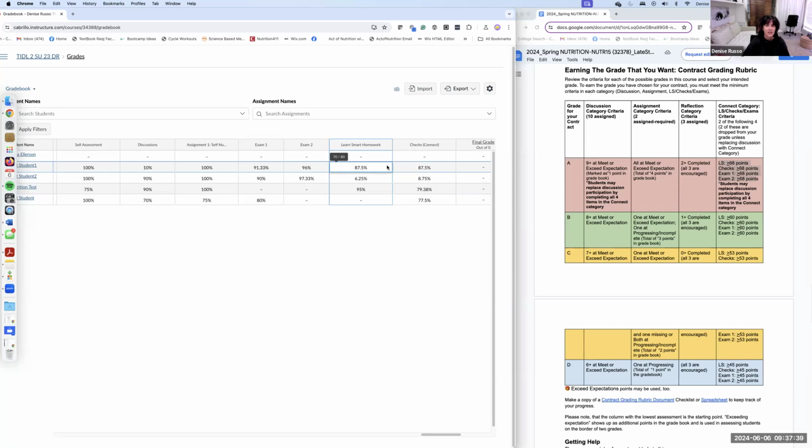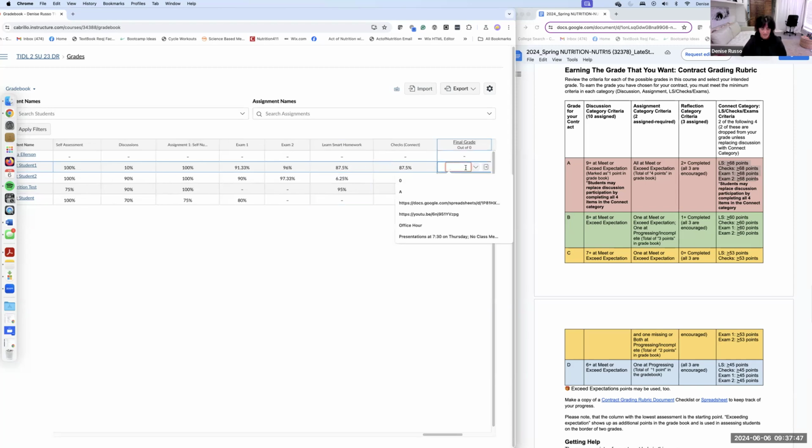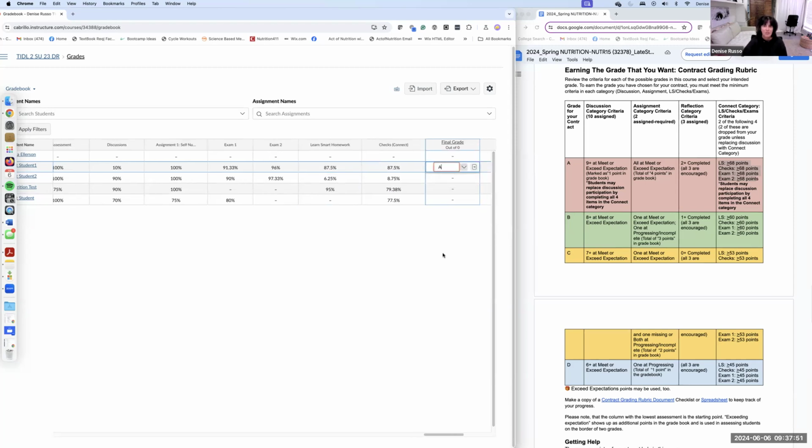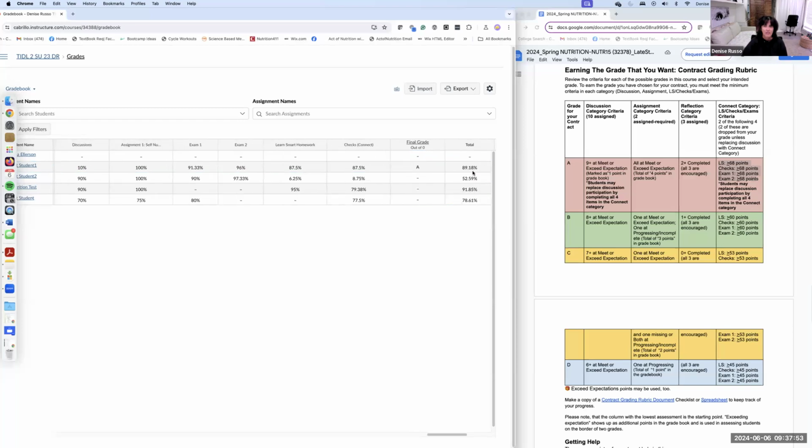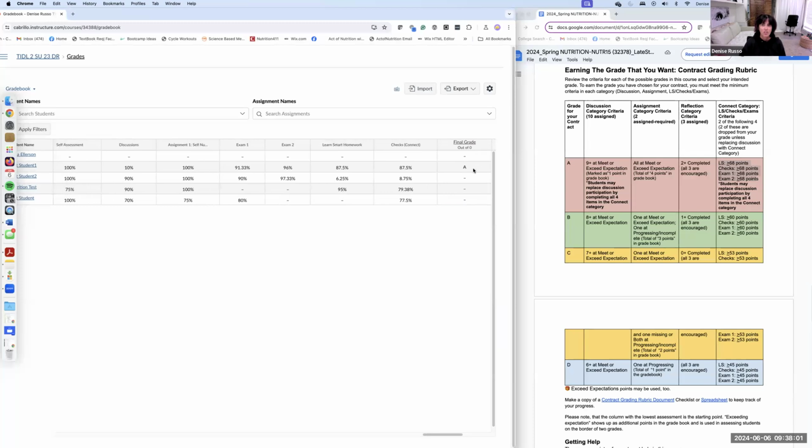They met the criteria for A for everything, even though they skipped the discussions, because they did all 4 of the categories here. So their final grade in the course is an A, and the Canvas grade book shows them that they have a B. So this is one example of how the Canvas grade book percentage is incorrect, and you are encouraged to ignore it.